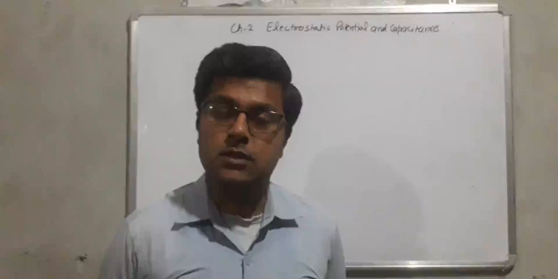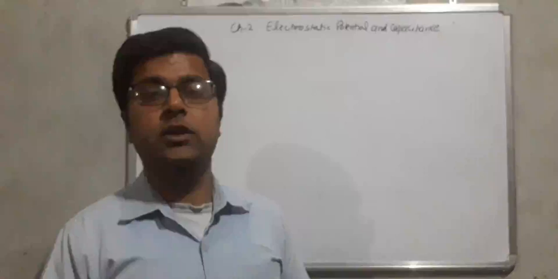So we start with electrostatic potential, and then we discussed potential due to an electric dipole on the axial line and equatorial line, and we also discussed two or three numericals for the same. So let's begin. The very first topic is potential.